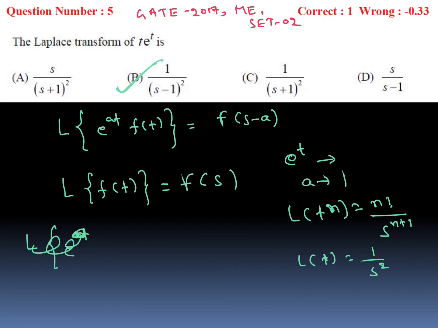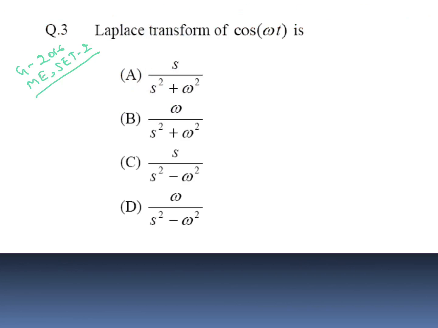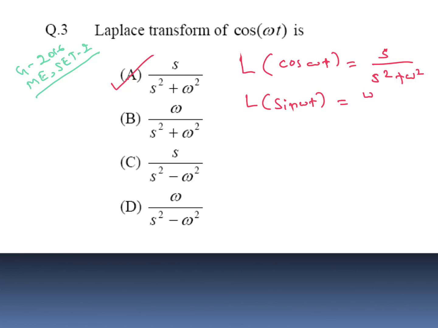This is a GATE 2016 question, mechanical set 2. Laplace transform of cos omega t. We know from our formula, already discussed, Laplace of cos omega t is s by s square plus omega square. So from the options, A is your answer. And in the case of sin omega t, it's omega by s square plus omega square. This one is for sin omega t.